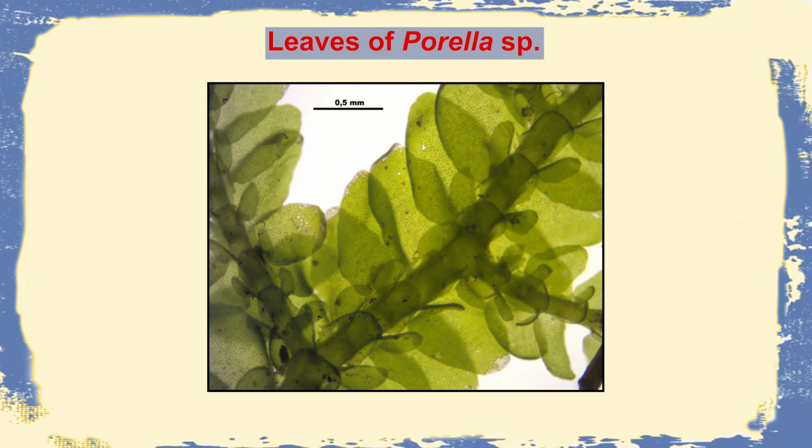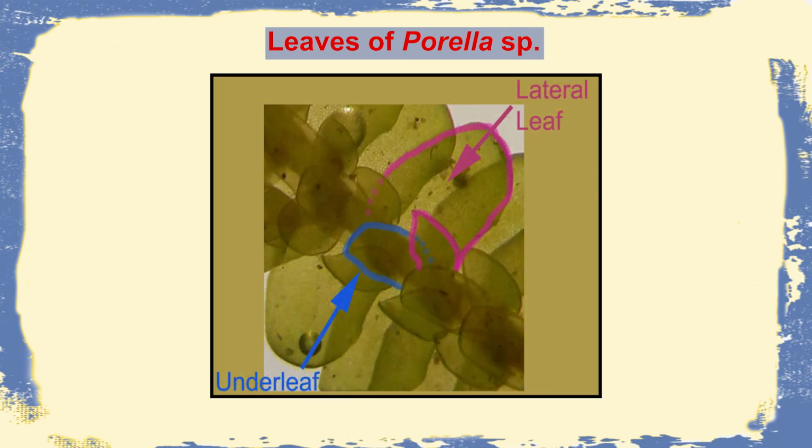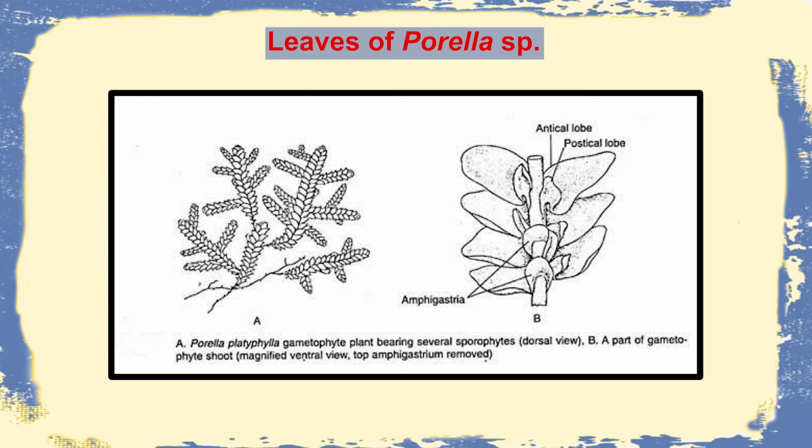The leaves of Porella need a special mention because they are divided into different types. There are basically 3 rows of 2 different types of leaves. The larger leaves are the lateral leaves which are present on the dorsal surface, and the smaller leaves are the underleaves which are present on the ventral surface. The lateral leaves are present in an overlapping condition, and they are further subdivided into 2 types, where the larger or broader lateral leaf is known as the antical lobe and the smaller lateral leaf is known as the postical lobe.